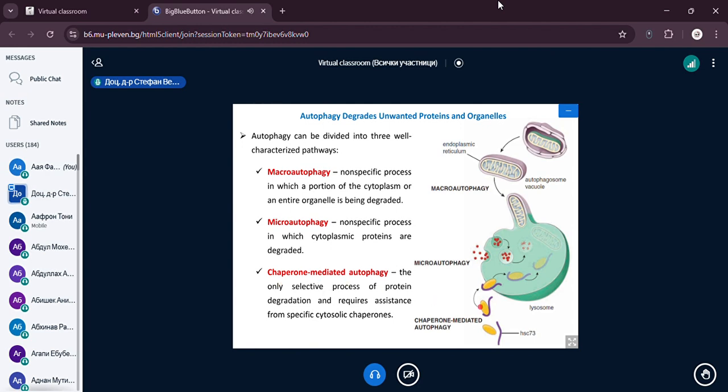Here, special cytoplasmic proteins called chaperones recognize and bind the structures which will be degraded, and then these chaperones interact with specific receptors in the lysosomal membrane and specifically guide these proteins for degradation in the lysosome. So this is a specific process. The macro and micro autophagy are non-specific processes.